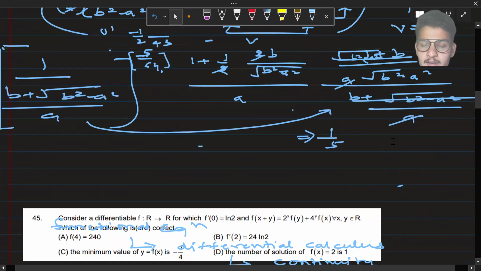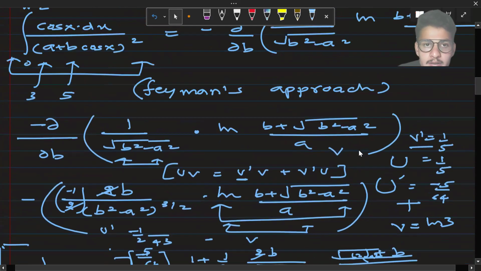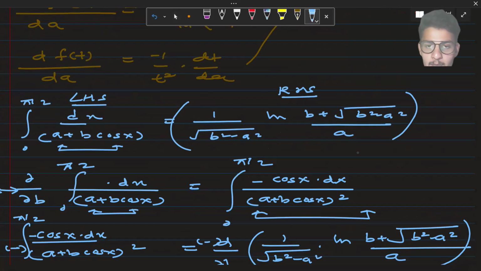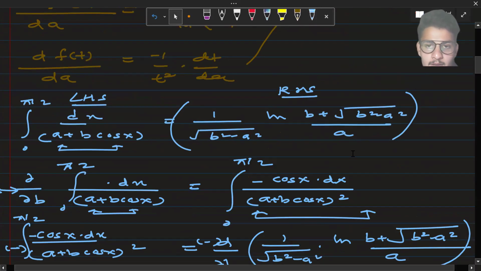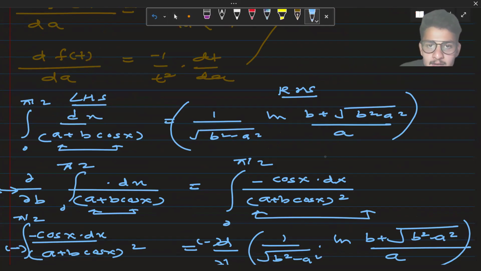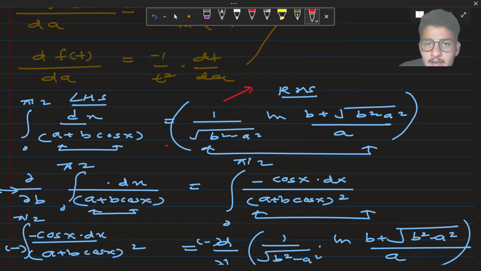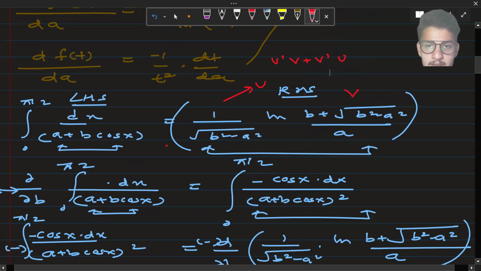So what will be the answer? We have previously also seen that minus of this will be the answer. Minus of the differentiation of the RHS. So RHS is this, which we have seen that this is u and this is v. So the RHS differentiation will become u dash v plus v dash u. And the minus of this will be the answer.